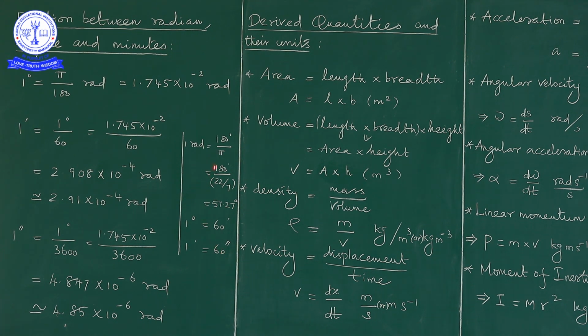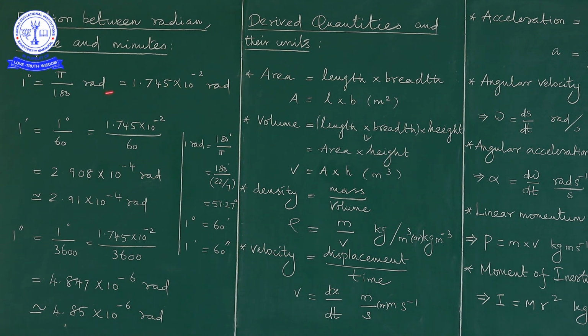So by using these three conversions, look here, 1 degree is equal to pi by 180 radian. So what is the relation between the degree and the radian? Here 1 degree is equal to pi by 180 radian. Suppose the value is replaced by pi here, what is that? 22 by 7 by 180. It becomes 1.745 into 10 to the power of minus 2 radian.